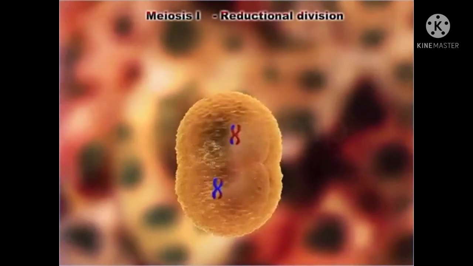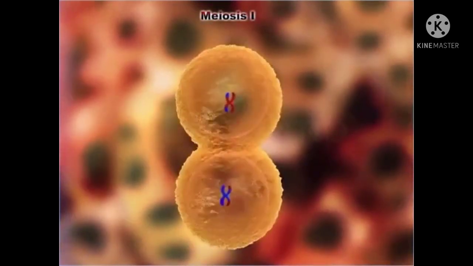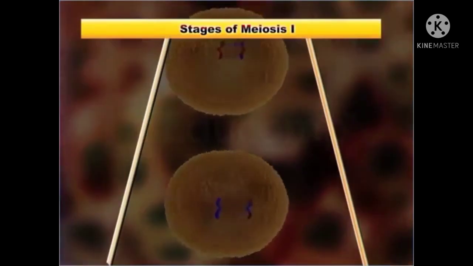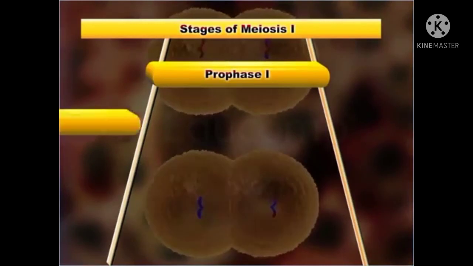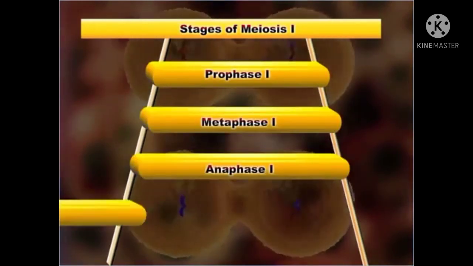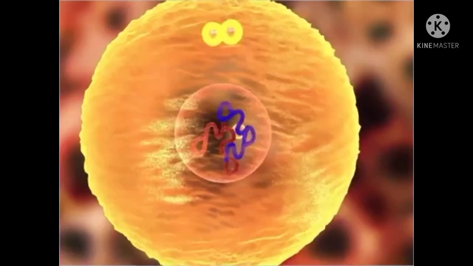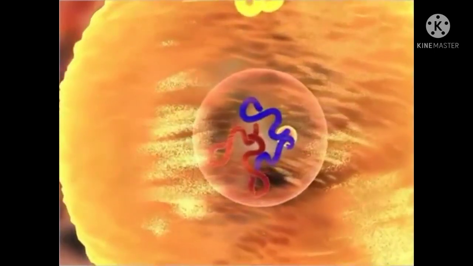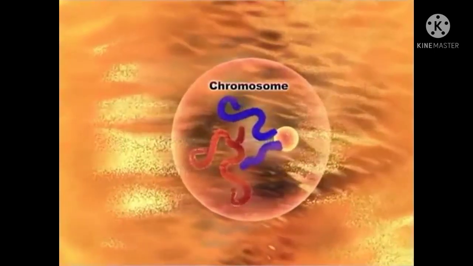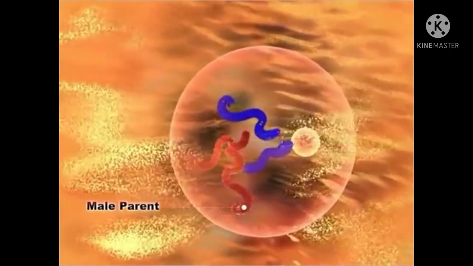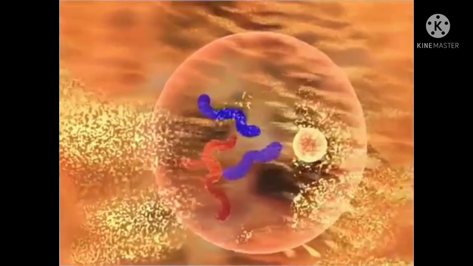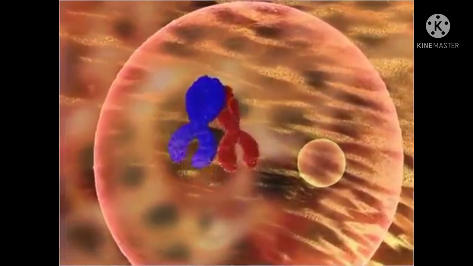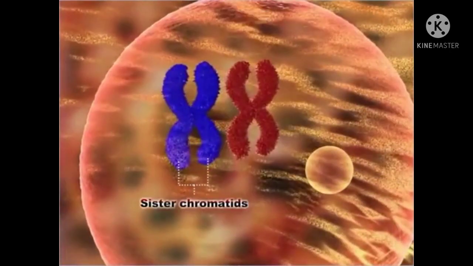Students, always remember, meiosis 1 includes four stages, that is prophase 1, metaphase 1, anaphase 1 and telophase 1. Let's know about homologous chromosomes before studying prophase 1. Each diploid cell has two copies of each chromosome, one inherited from the male parent and the other from the female parent. These two copies come from different parents, are similar to each other, and are called homologous.